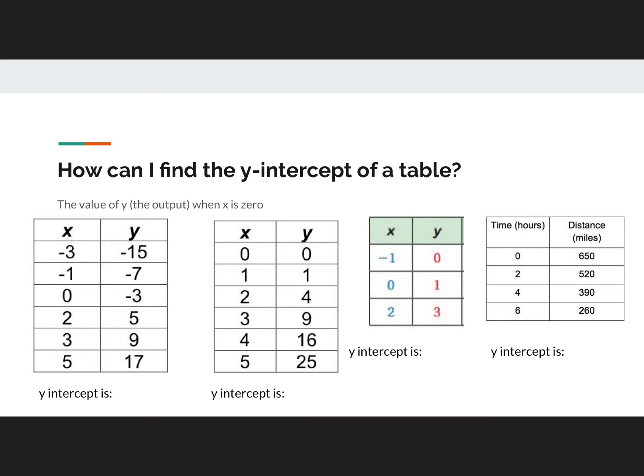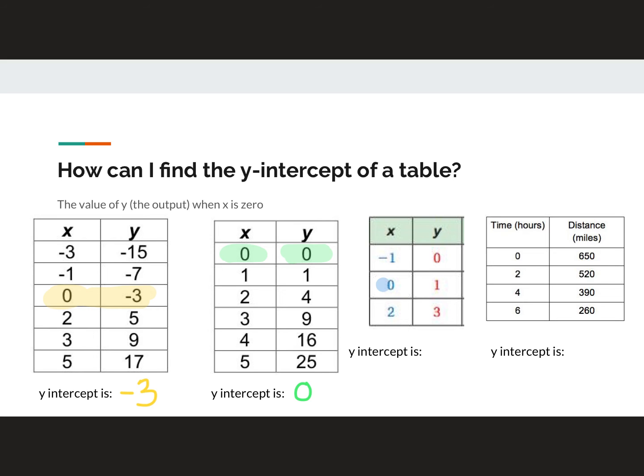Okay, so then how do I find the y-intercept of a table? Well, the y-intercept of a table is pretty easy. We are going to go down our x values and find the x value of 0. So here's my x value of 0. The corresponding y value is -3. That means that the y-intercept is -3. Do the same thing on the next one. I find when x is 0, y is 0. That means my y-intercept is 0.